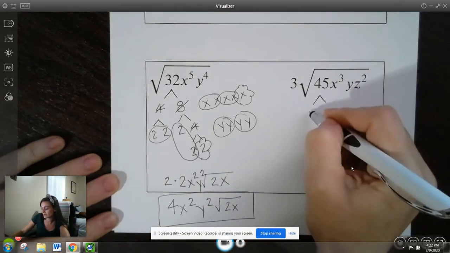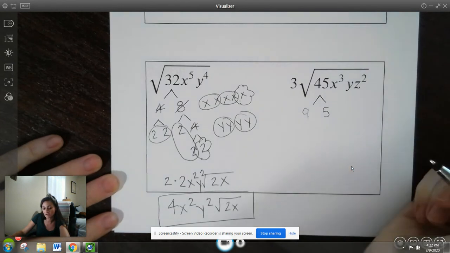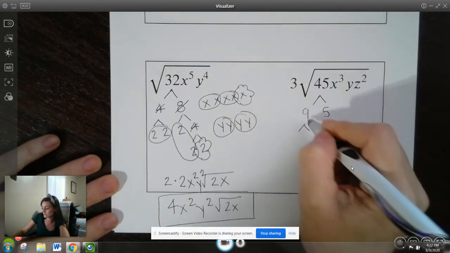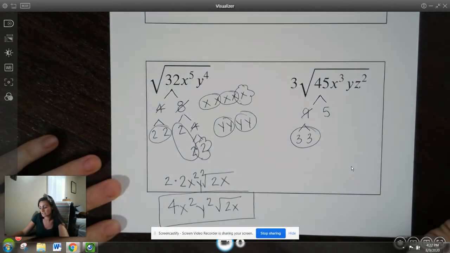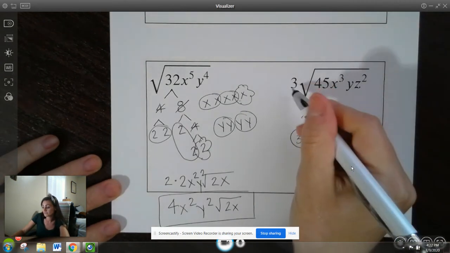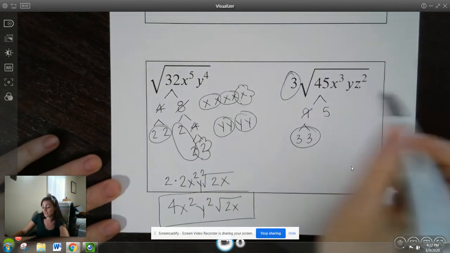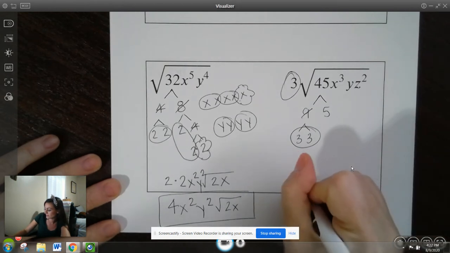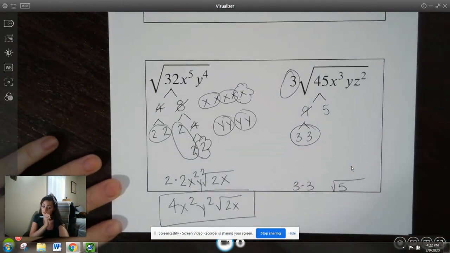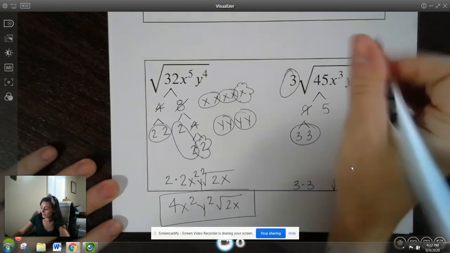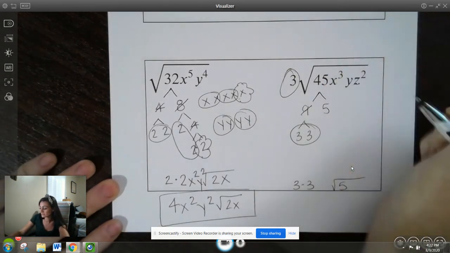For 45, I've got 9 times 5. 5 is a prime. I don't have to go any further there. So there's a pair of 3's. There is a 3 already out front. I'm not going to forget this time. So I have 3 times 3 on the outside and a 5 inside. I have 3 x's here.